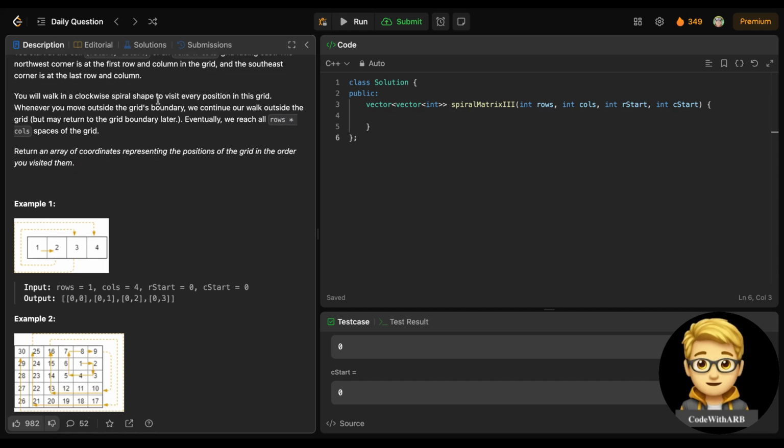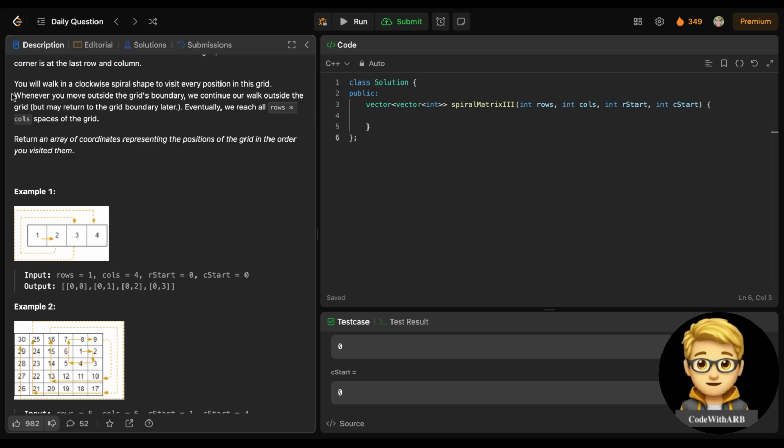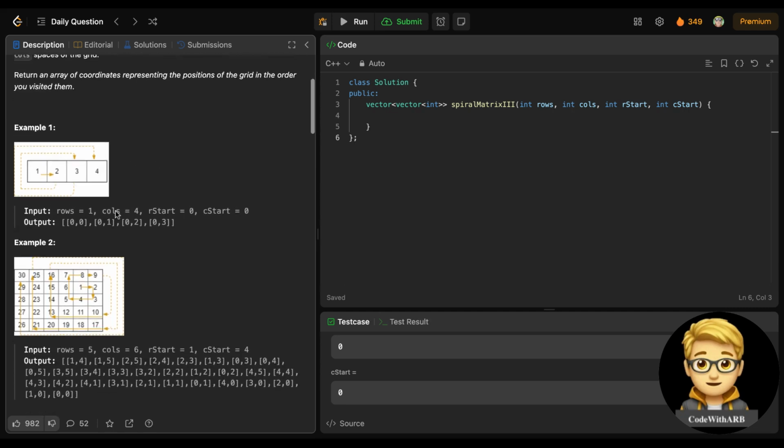So we need to move in a clockwise spiral shape to visit every position in the grid. And one thing to note is that it is somewhat confusing: whenever you move outside the grid boundary, we continue our walk outside the grid but may return to the grid boundary later. Eventually, we reach all rows and spaces. So this is a bit confusing, right?